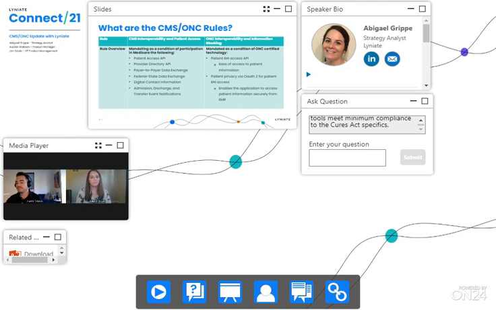State, federal data exchange. So this is the idea that HIEs and state departments of health can communicate with federal agencies. So there is that data liquidity at the state and federal level. Digital contact information, self-explanatory. Admissions, discharge, and transfer event notifications. So this is ADT feeds.